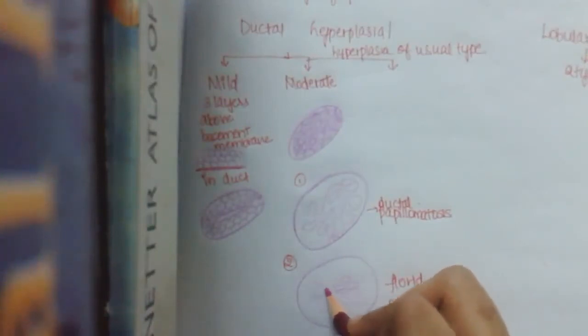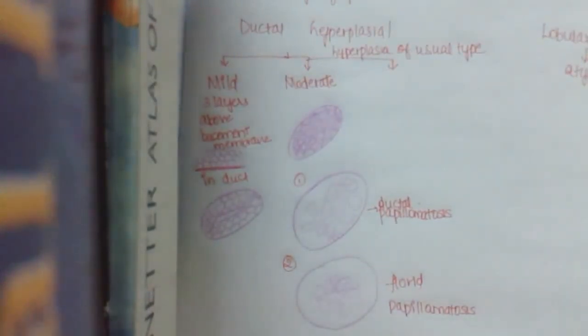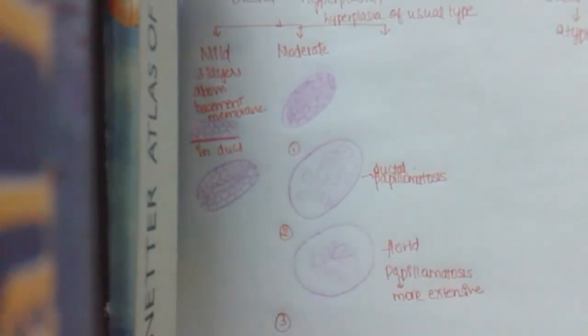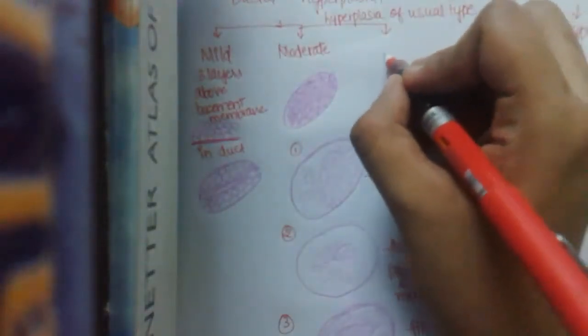But here, these papillomas are more extensive. And the third variety will completely fill the lumen with some fenestrations or holes, with small slits. So this is one slit, and this is one slit, and it is filled completely. So these are the three types of moderate ductal hyperplasia.